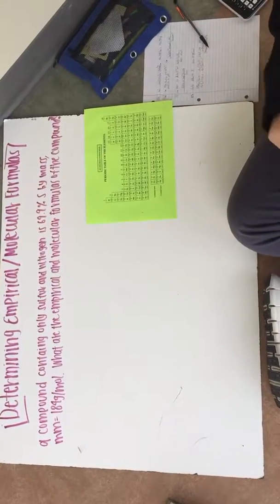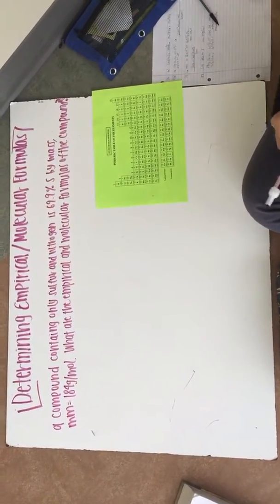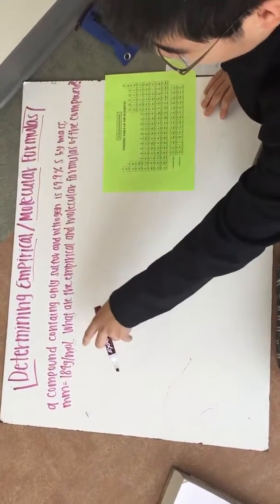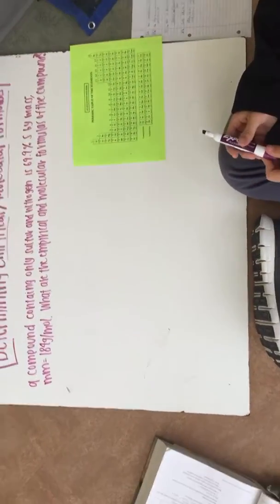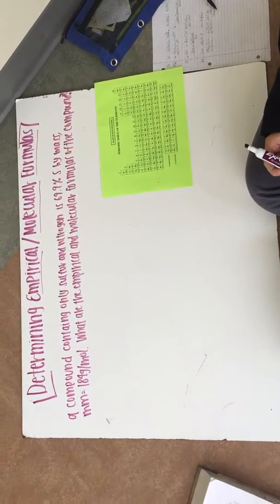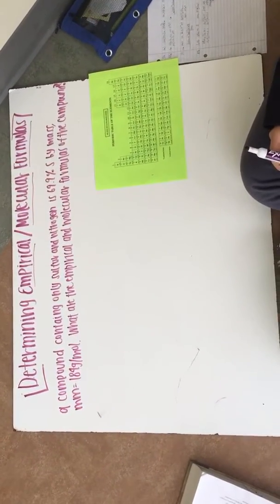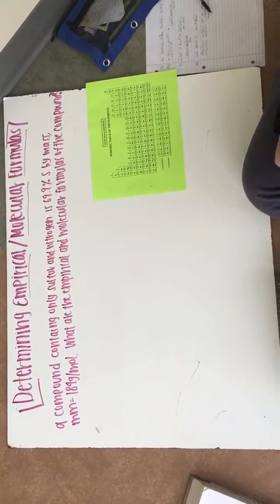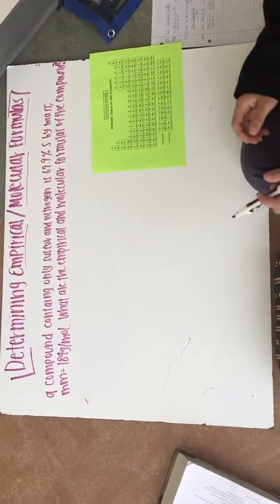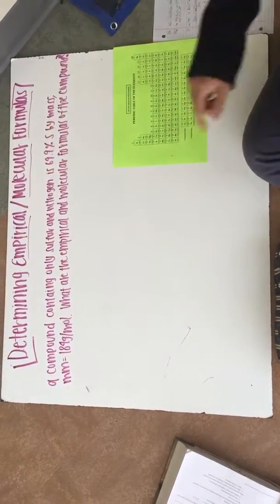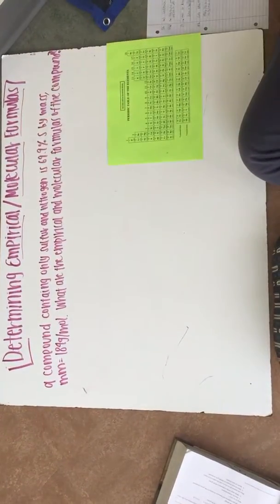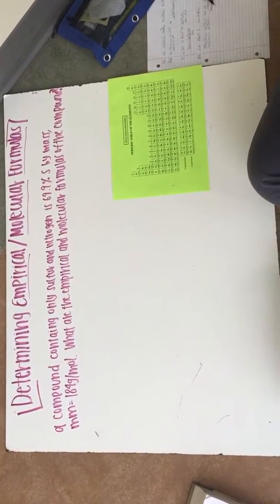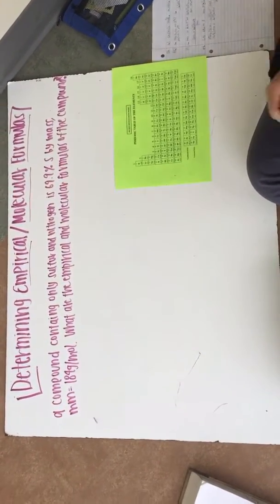Today, guys, we're going to be determining how to solve for empirical and molecular formulas just given data like this. A compound containing only sulfur and nitrogen is 69.9% sulfur by mass, and the molar mass, which you solved last video, is 184 grams per mole. We're going to find the empirical and molecular formulas of the compound. The empirical formula is just the molecular formula divided into its lowest terms. The molecular formula is the real formula.